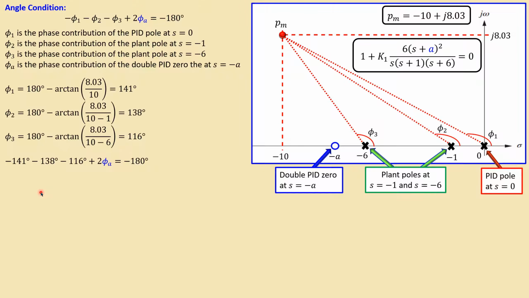Now let's substitute what we have. We've substituted the determined values in this expression, and you will get this result. When you calculate phi A, the phase of one zero will be 107 degrees. So for each zero, we need a phase contribution of 107 degrees.